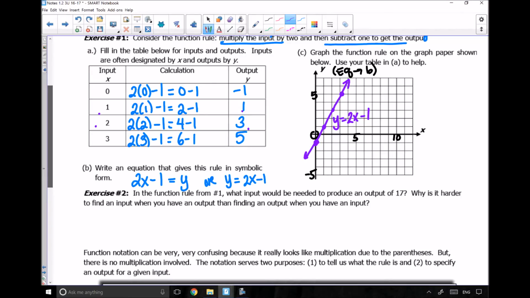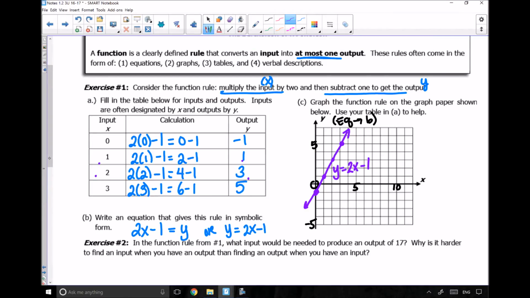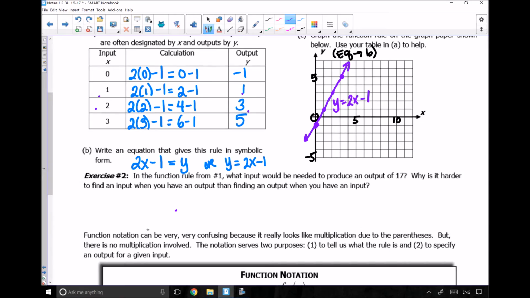Now exercise 2 says, in the function rule from number 1, what input would be needed to produce an output of 17? This time I'm telling you what the output is. And why is it harder to find an input when you have an output than finding an output when you have an input? This time I'm not going to put my input into my function machine and have it spit out the output. I need my equation first.